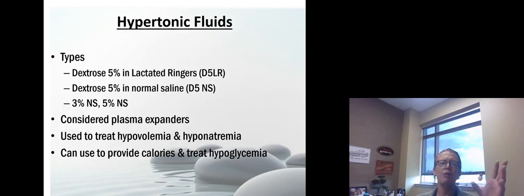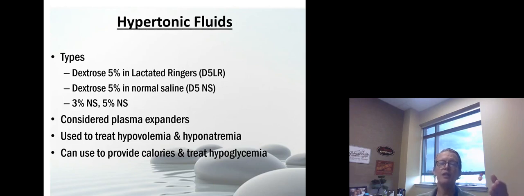Hypertonic solutions, I've already given you one example, and that's the 3% sodium chloride solution. 5% also is hypertonic. But here you have also dextrose 5% in lactated ringers and dextrose in normal saline. Remember, both saline and lactated ringers are isotonic solutions. So if you add dextrose, you're adding a solute, which is going to make that a hypertonic solution. Bear in mind, though, it's also going to metabolize quickly, just like the dextrose in water.